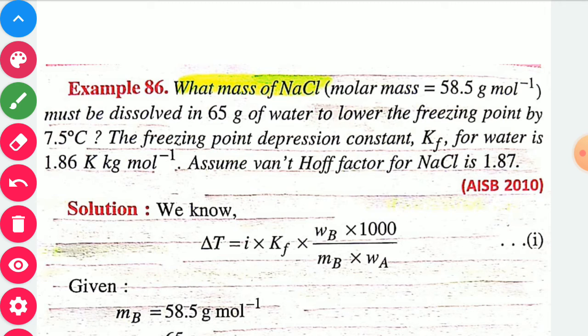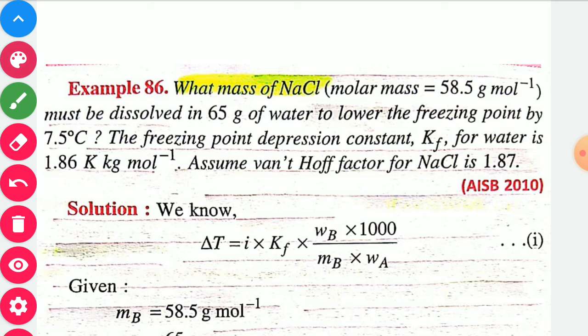First question is, what mass of sodium chloride, molar mass of sodium chloride 58.5 gram per mole, must be dissolved in 65 gram of water to lower the freezing point by 7.5 degrees Celsius. The freezing point depression constant, that is Kf, for water is 1.86 Kelvin kg per mole. Assume van't Hoff factor for sodium chloride is 1.87.